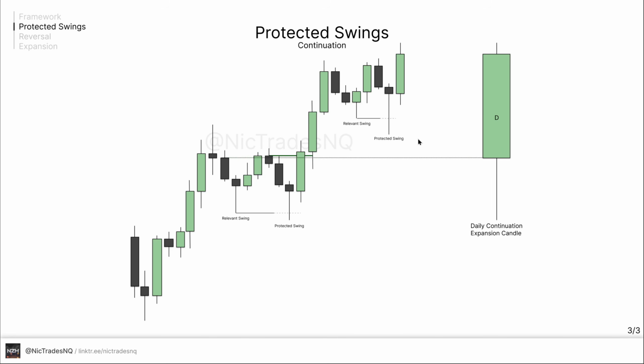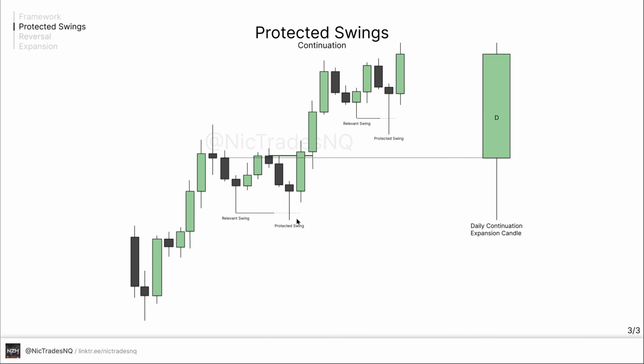And how do protected swings look in continuations, right? In this example, we're obviously bullish, price is going up, and this could be an overnight session or something else where we're just consolidating a bit. Then we would love to see some sort of new protected swing created that we can trade away from. So in this example, again, it doesn't necessarily have to be like this. It can also be an SMT with a correlated asset.